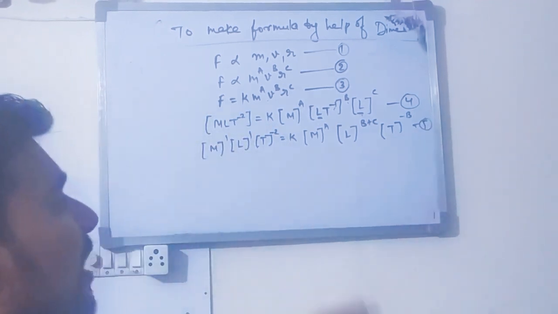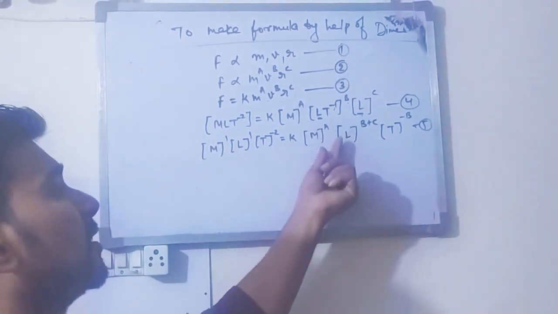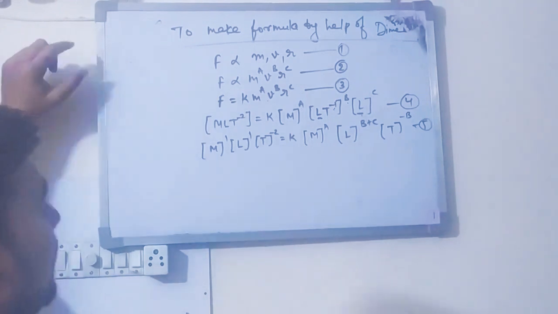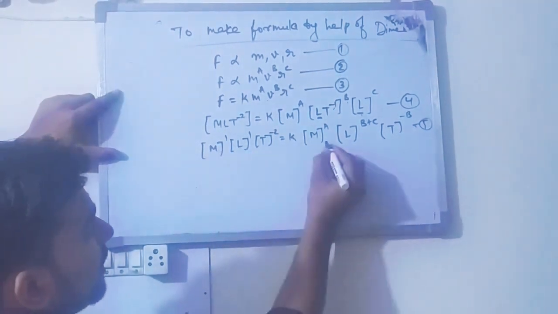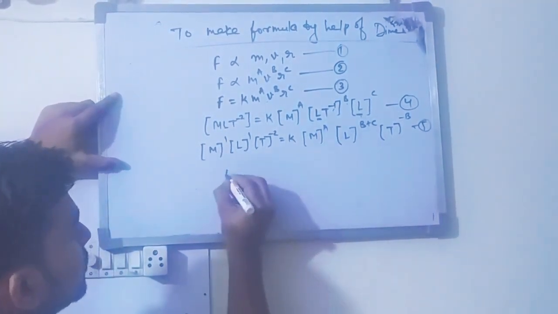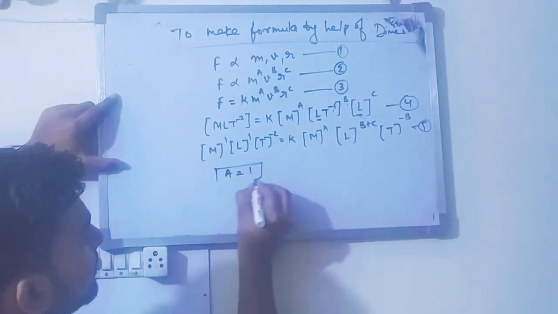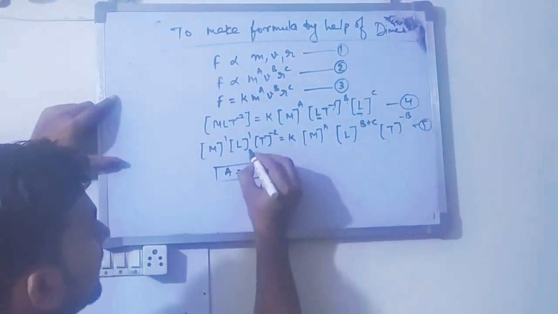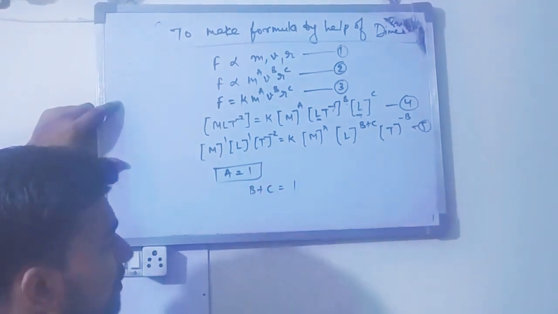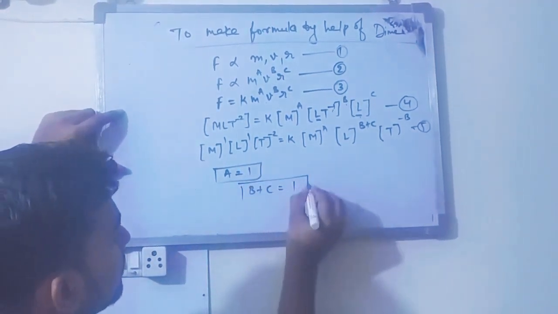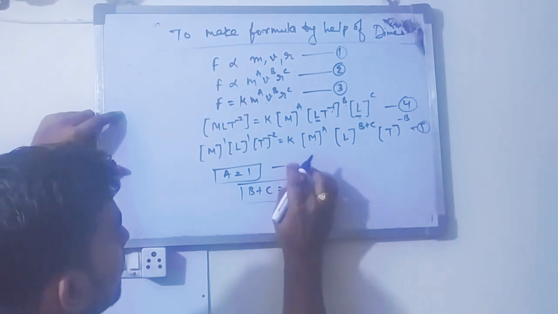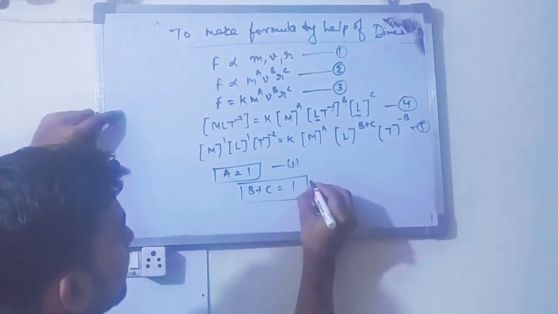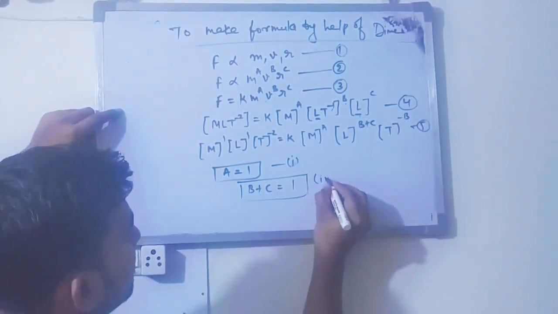At the last step you have to compare the MLT powers of LHS and RHS. The power of M is 1 on one side and A on the other, so A is equal to 1. Similarly, L to the power B plus C on the RHS, and L to the power 1 on the LHS, so B plus C is equal to 1. This is our equation number 1, whatever you can substitute, and this is our equation number 2.